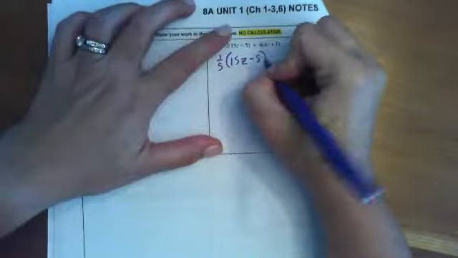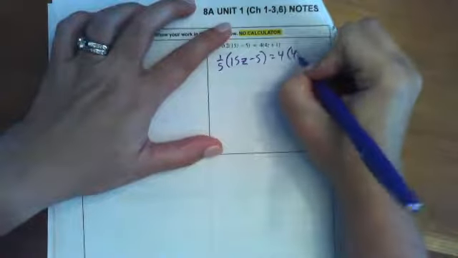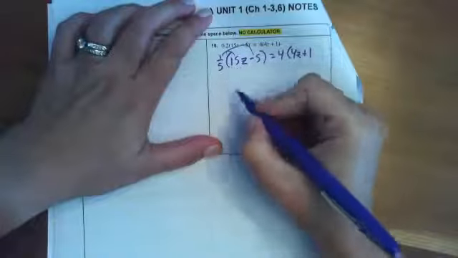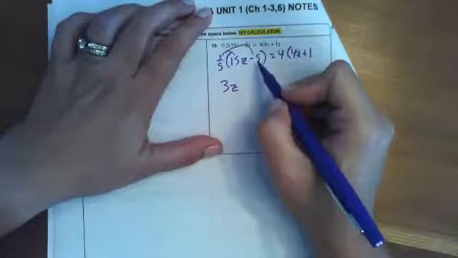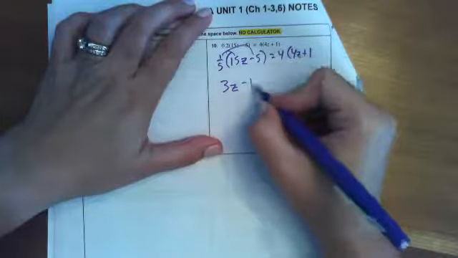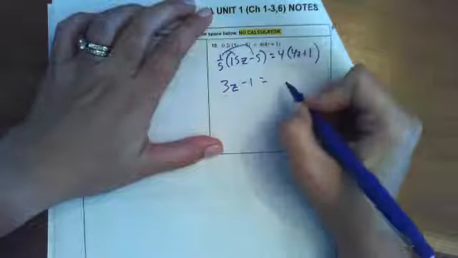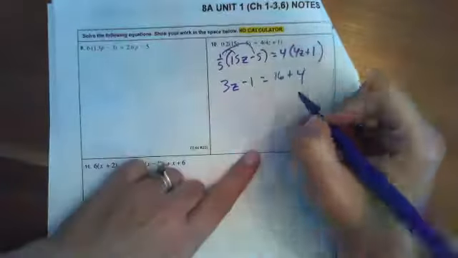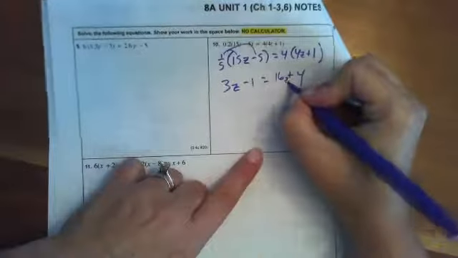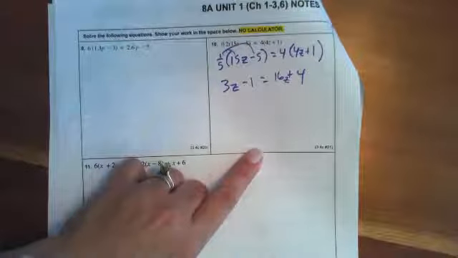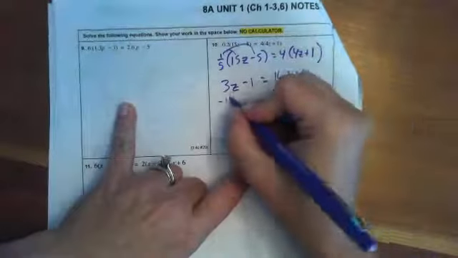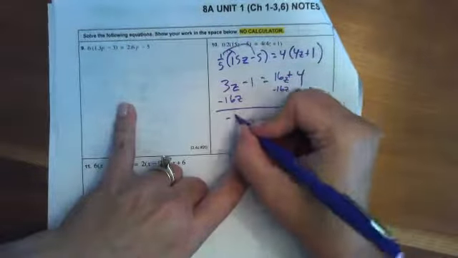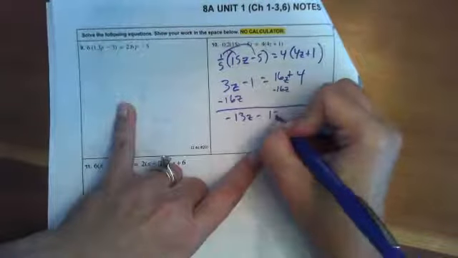15z minus 5 is 4 times 4z plus 1, okay? Distribute. 1/5 times 15 is what? 3z. Don't forget you're distributing to everything inside. 1/5 times 5 is going to be 1, so minus 1. And then we got 16z plus 4 on the right. It would help if I actually wrote my z, right? Okay, I'm going to subtract 16z from both sides. We're going to get a negative 13z minus 1 equals 4.